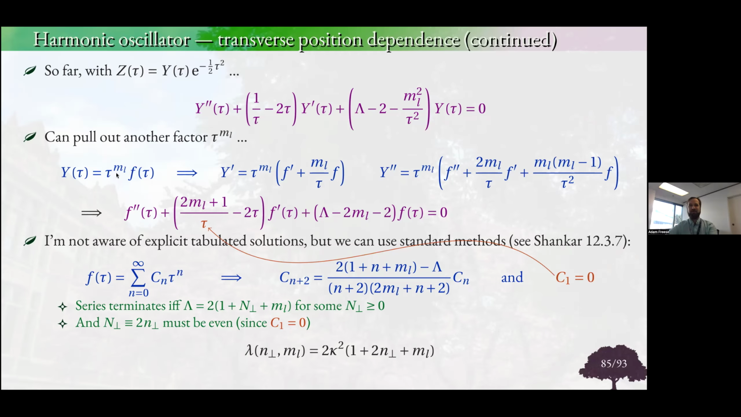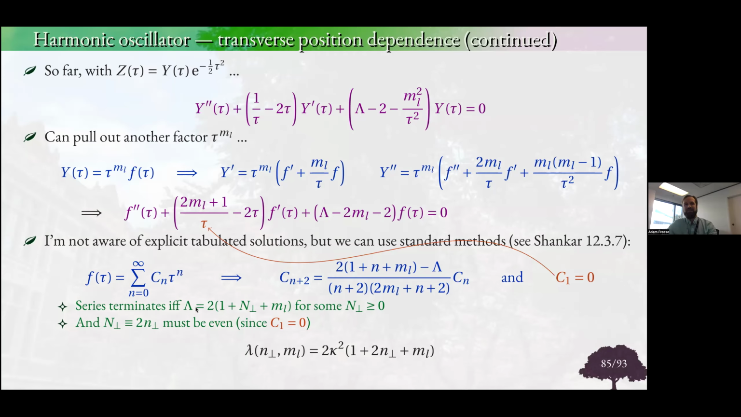I'm not aware personally of explicitly tabulated solutions to this, but you can use the standard series expansion method. You can say that f has to be some sort of infinite series in tau, and you can derive a recursive relation for the coefficients of this. You find that all the odd coefficients have to be zero, and the n+2 coefficient depends on the Cn.